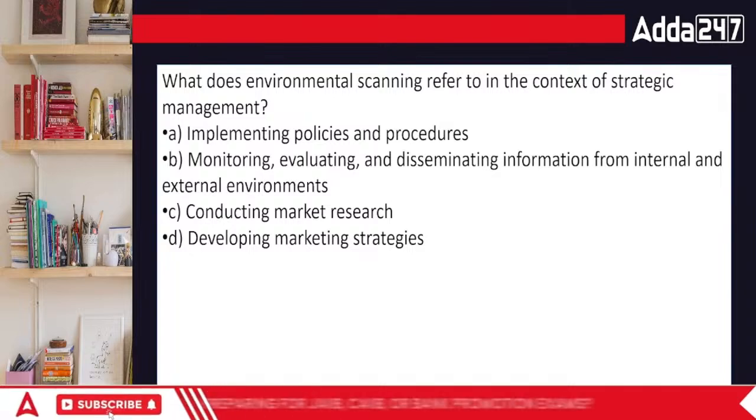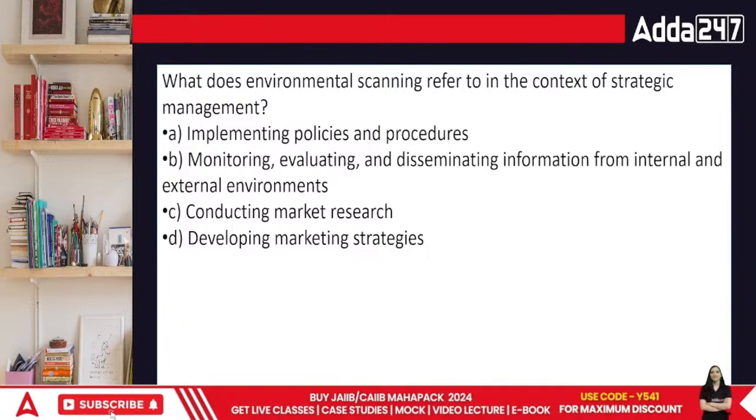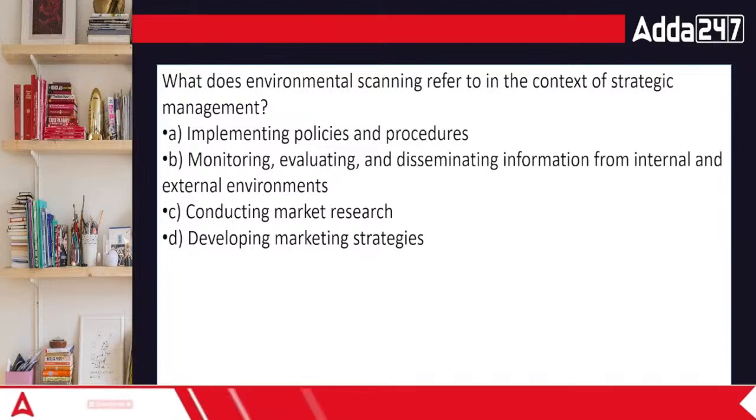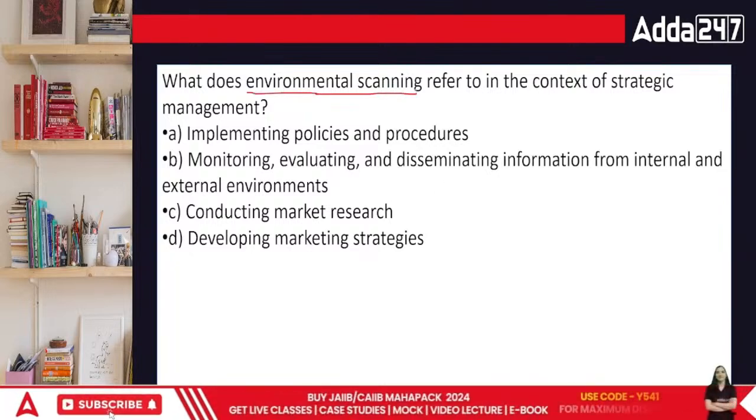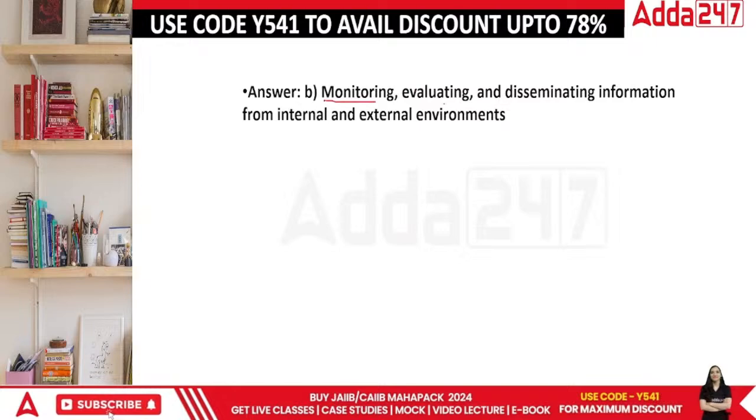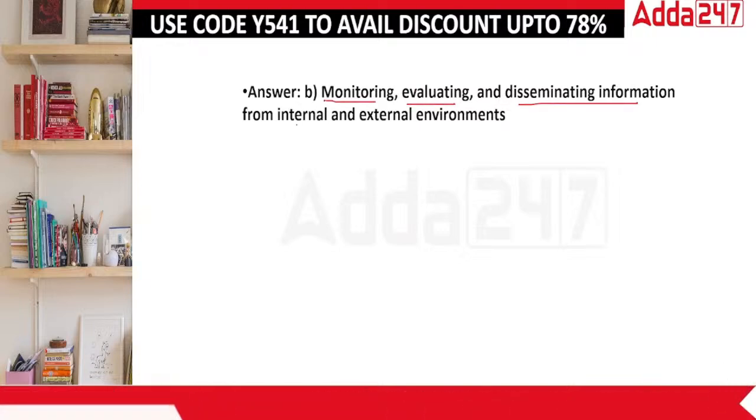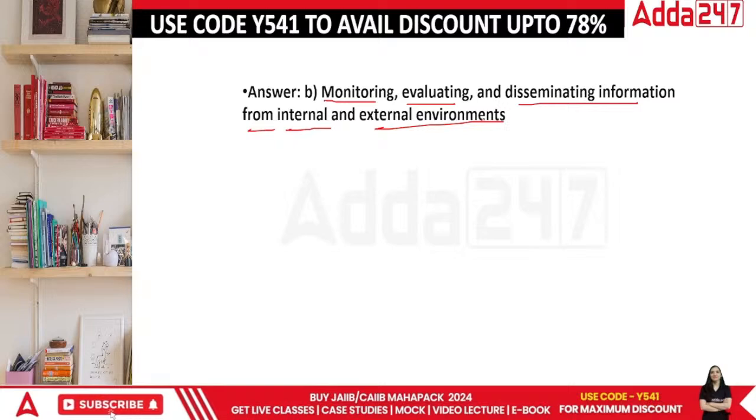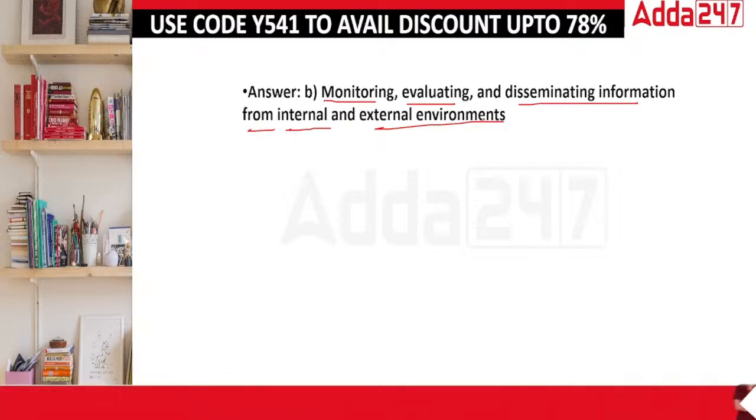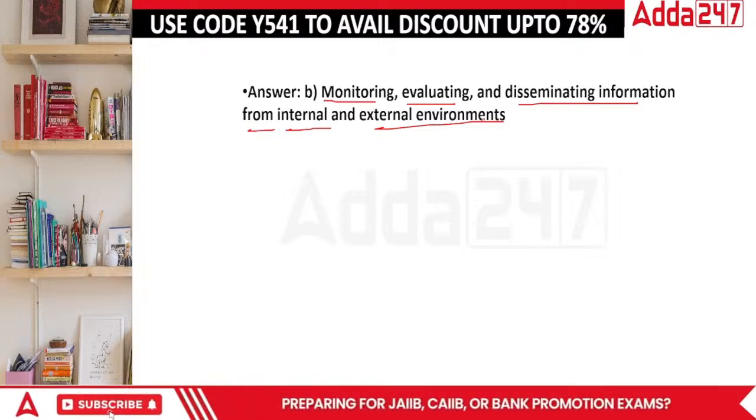Now let's look at the answer. When we talk about this area, we're talking about strategic management. Before we make the strategy, it is very important to scan the environment, to know what is there in the environment which is beneficial for us or which is not. In this area, the correct answer is monitoring, evaluating, and disseminating information from internal and external environment. So looking at the environment altogether, we are monitoring the things, we're trying to evaluate it, and we're looking at dissemination of information. Matlab, we are telling people about the information altogether.